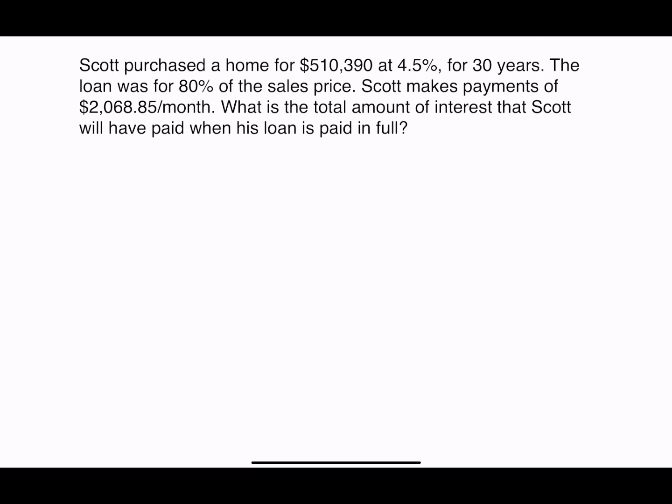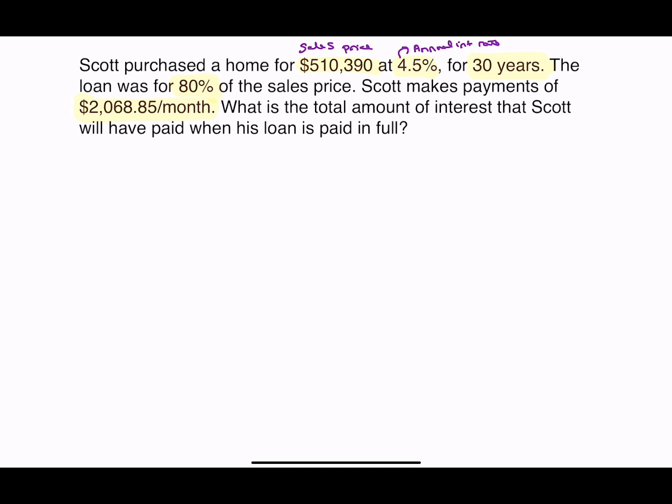Okay, we're going to stop. We're going to look at all these numbers and not panic because there are a lot. So we know we have a sales price here of $510,390. And sometimes it might even help to say sales price, so we know what it is. We got a 4.5%, and we know this is going to be for an annual interest rate. And then we know 30 years is our term, or how long we had the loan for. We've got an 80% LTV. And we know there are monthly payments of $2,068.85. Again, that's a lot of numbers, but I'm going to look to see what are they asking me for.